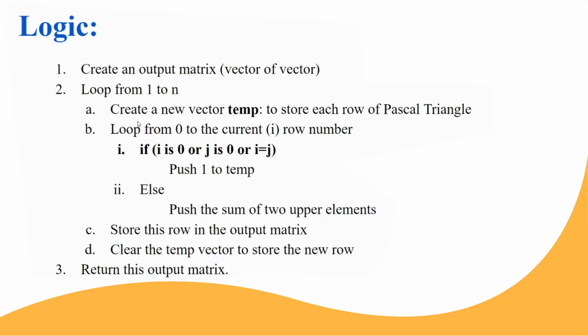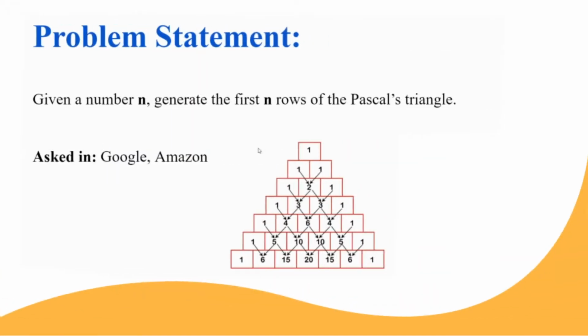So how to generate each of the rows? Loop from 0 to the current ith row number. As you can see, we are looping from i equals 0 to i equals n. Then there is another, nested loop, moving j from 0 to the current row number i. If i is 0 or j is 0 or i equals j, just push 1 to the temp. Why this particular case? This is just to handle the corner elements as well as the first row.